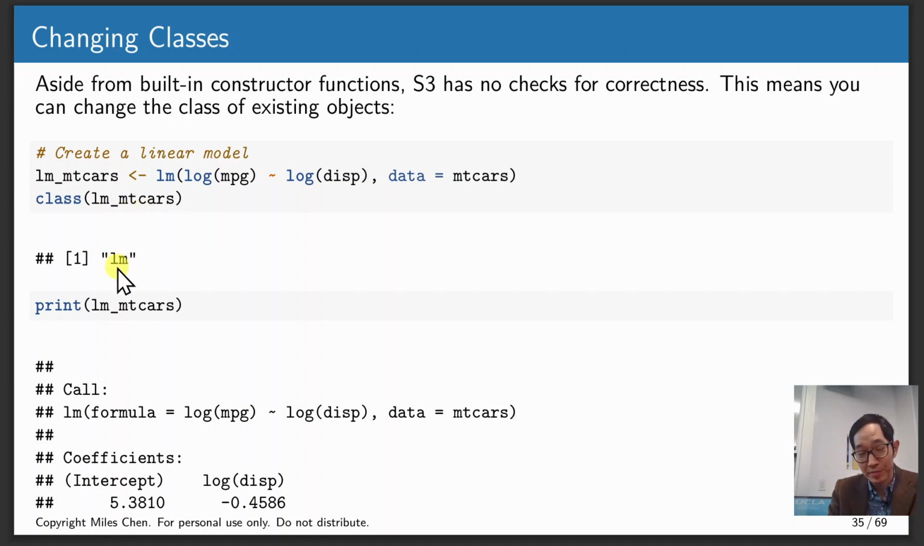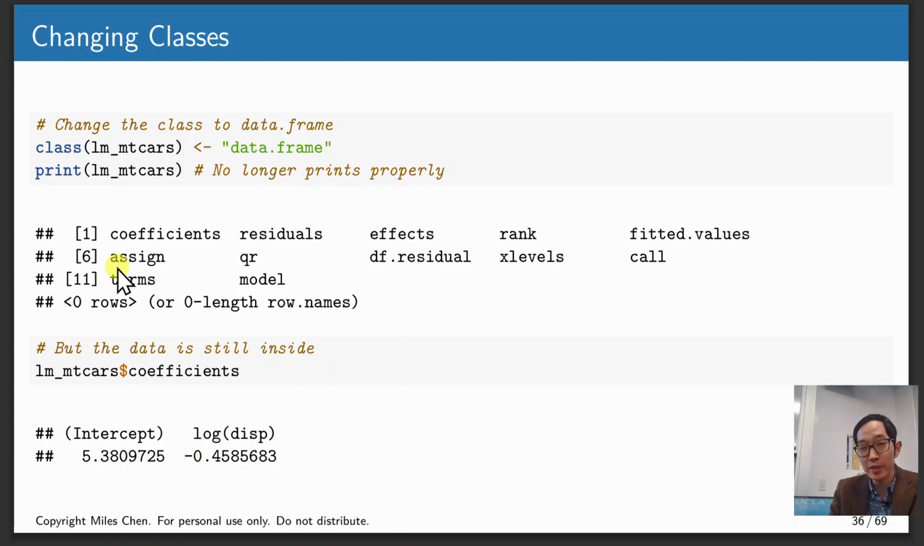Now, what I can do is say, hey, the class is now data frame, okay? We're going to call this thing a data frame. And R is a little bit confused by this, but R is going to say, all right, you want me to treat this like a data frame? I'm going to treat it like a data frame. So when I say print the thing, it tries to print it like a data frame, and it says there are 0 rows, 0 length row names, and it's confusing.